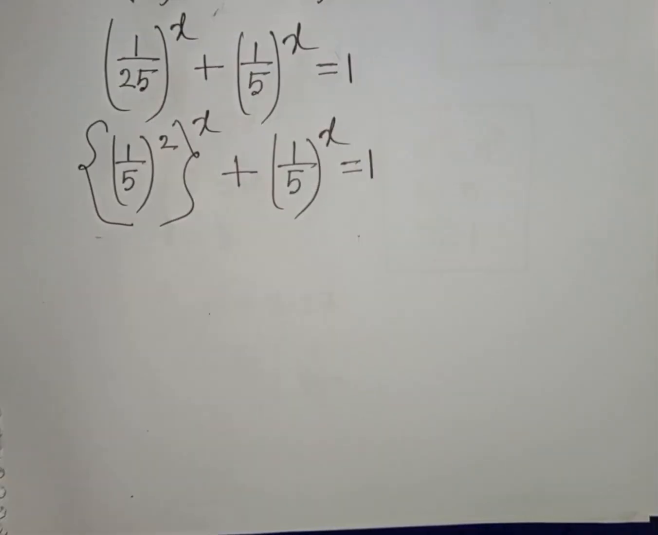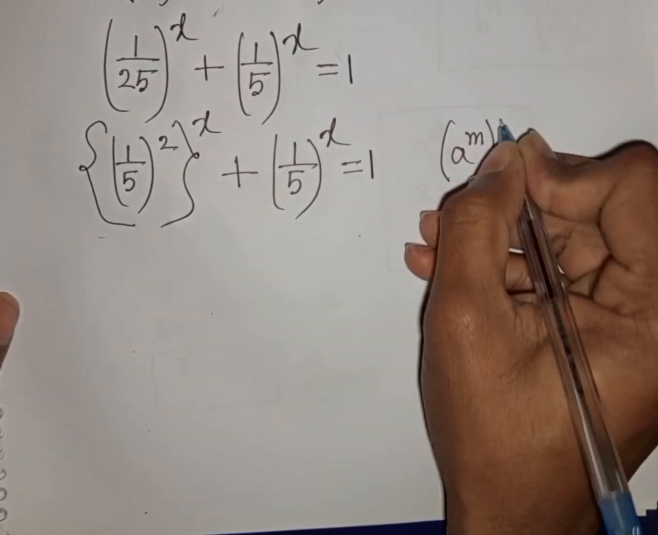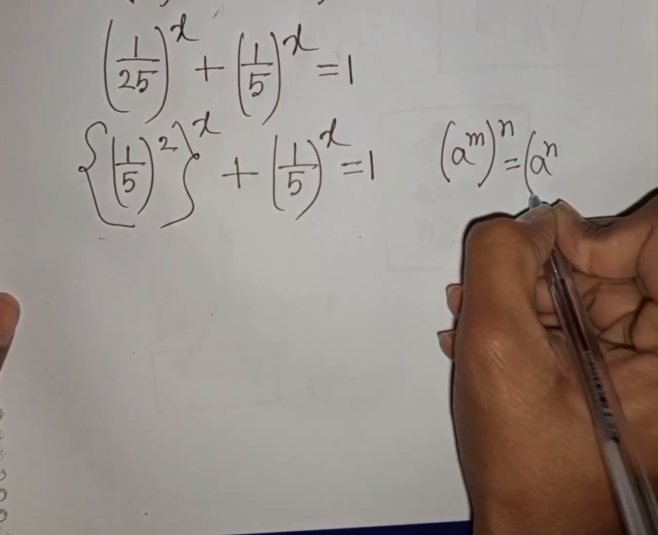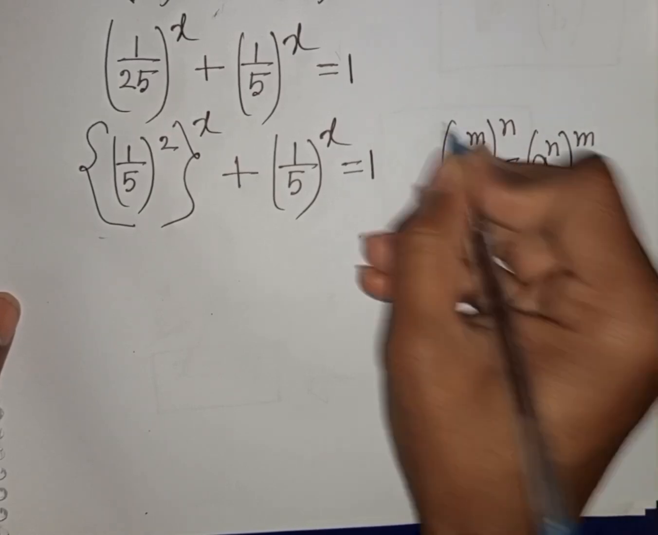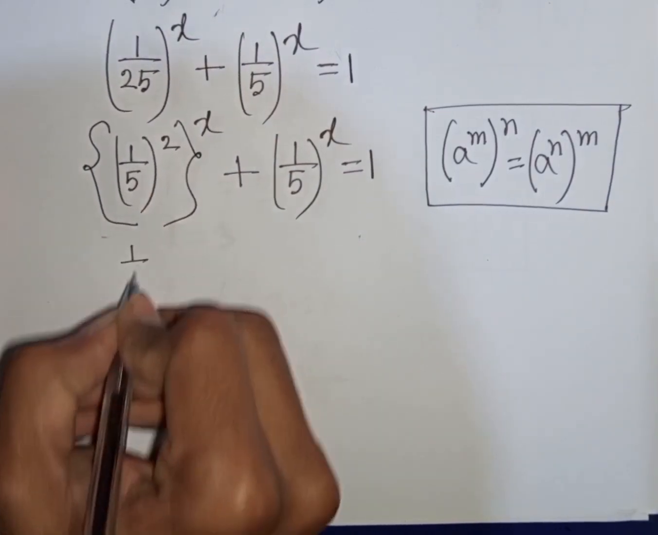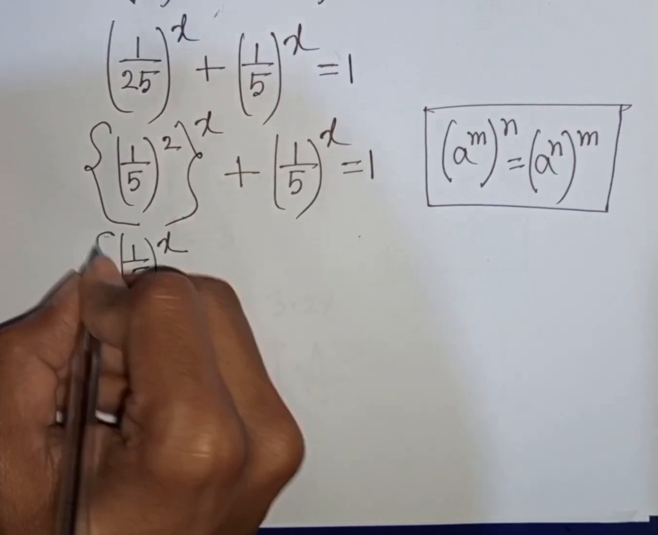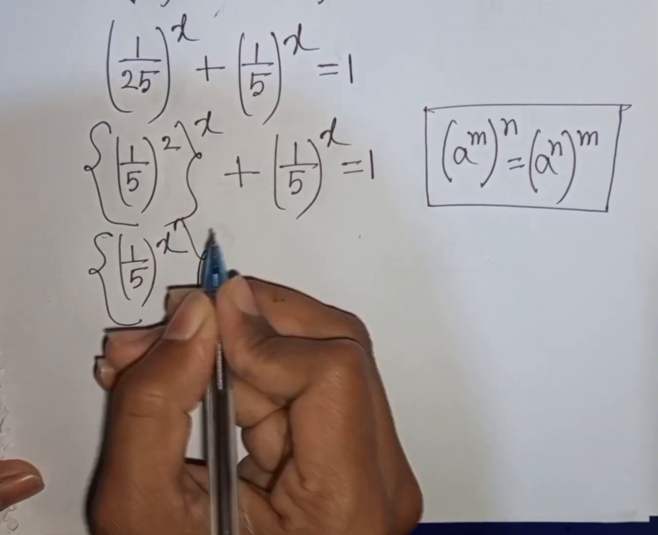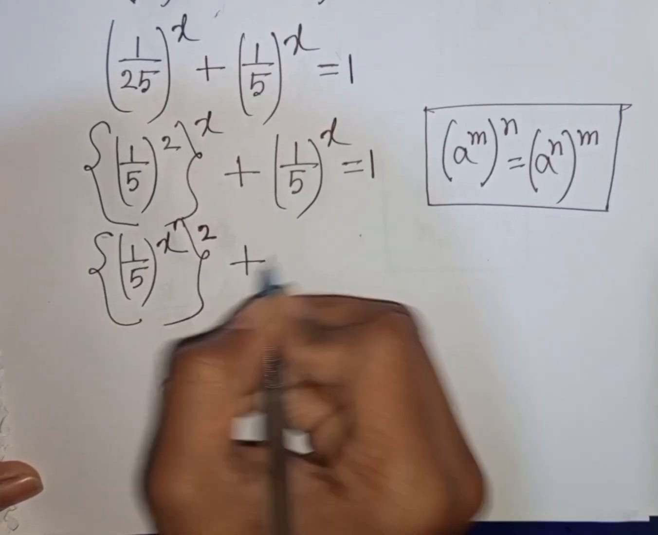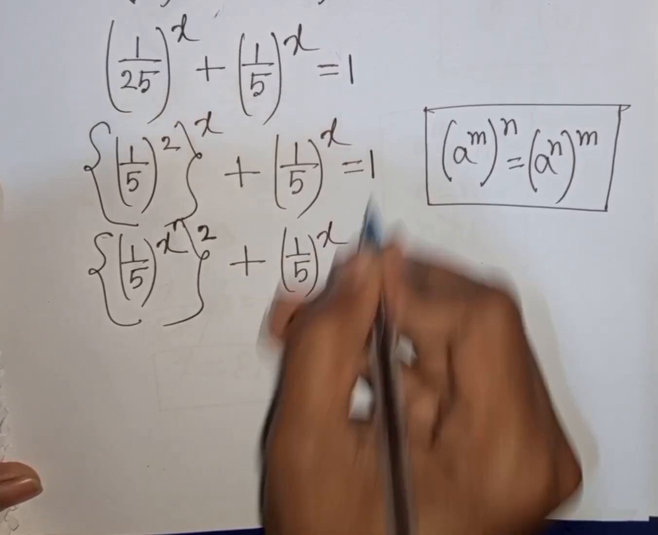Now here, we can apply this exponential rule that (a^m)^n is equal to (a^n)^m. So according to this rule, we can write ((1 by 5) bracket power x) bracket power 2, then plus (1 by 5) bracket power x is equal to 1.